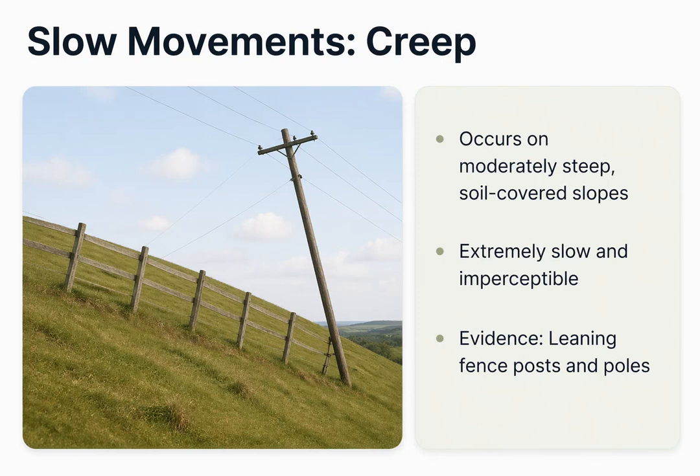Now let's categorize these movements by speed, starting with slow movements like creep. Creep typically occurs on moderately steep, soil-covered slopes. The movement of soil or rock debris is extremely slow, so slow that it's imperceptible to the naked eye as it happens. We usually only notice creep through extended observation of its effects, such as fence posts, trees, and telephone poles slowly leaning downslope from their original vertical positions.